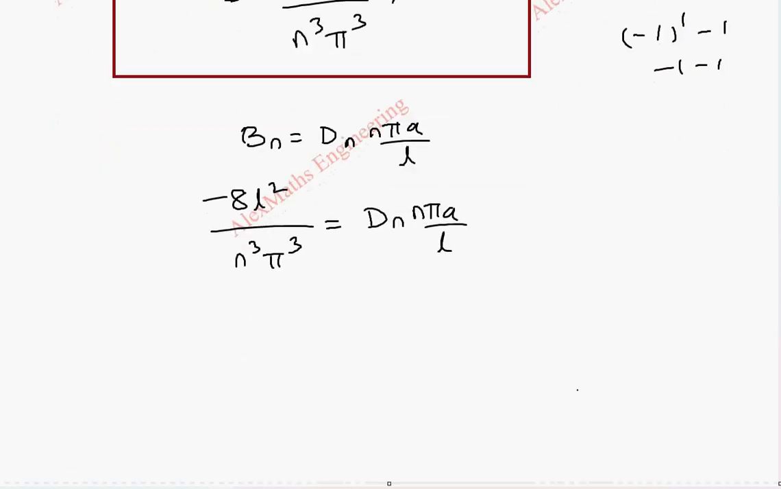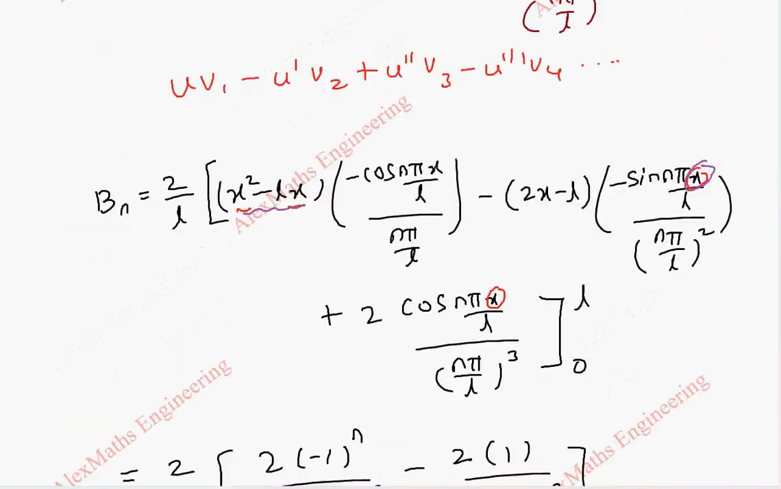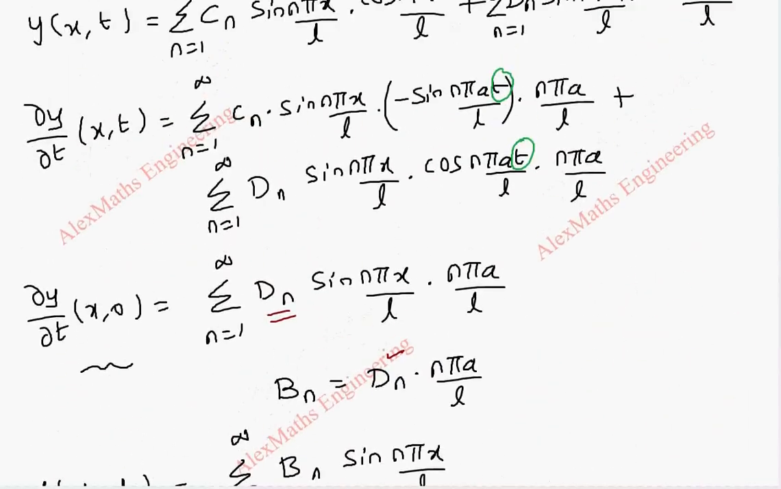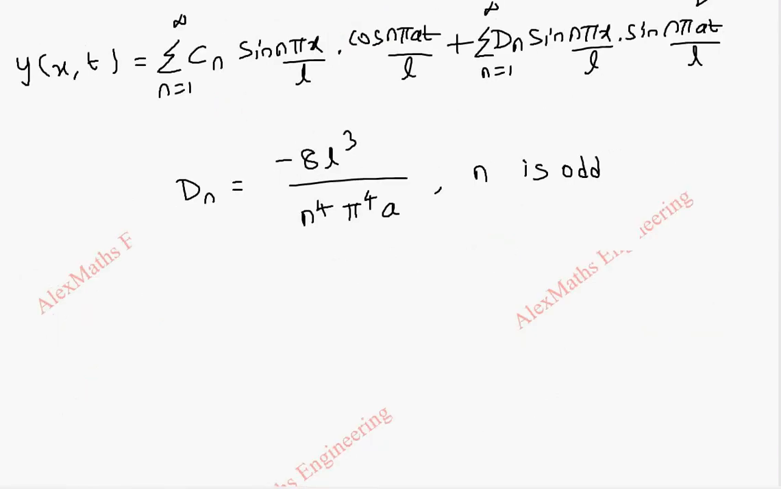So from this, Dn equal to, this L will get multiplied, so minus 8L cube by n cube into n is n power 4, pi cube into pi is pi power 4 into a, and this is when n is odd. So we got Dn. This Dn we have to substitute in our solution. This is our solution. Let's copy that. So we are going to replace this Dn.